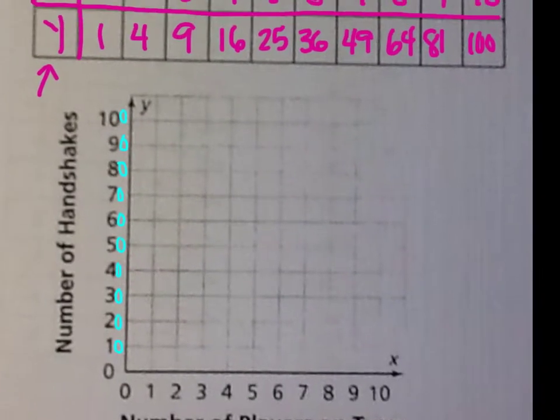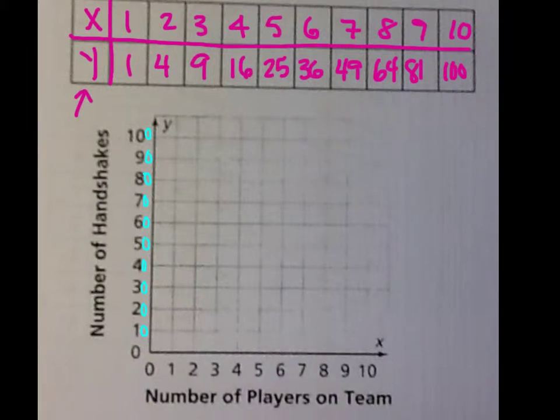So thinking about this table and our graph, at 1 we have 1 handshake. At 2 we have 4 handshakes. At 3 we have 9. At 4, we're at 16. At 5, we are at 25 handshakes. At 6, we're at 36. At 7, we're at 49. At 8, we got 64. At 9, there's 81. And at 10, we are at 100.